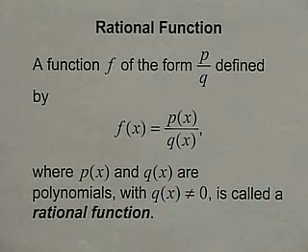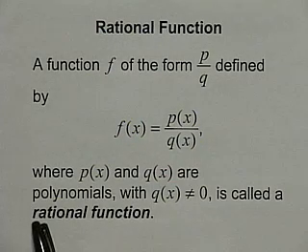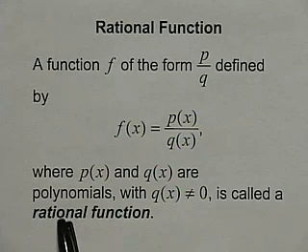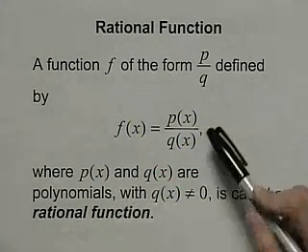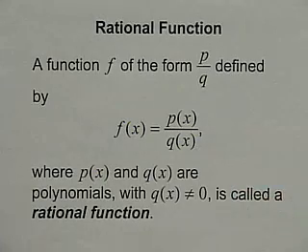A function f of the form p over q, defined by f of x equals p of x over q of x, where p of x and q of x are polynomials, with q of x not equal to 0, is called a rational function. And you can see in the word rational, the word ratio. A rational function is a ratio of polynomial functions. Here's some examples.